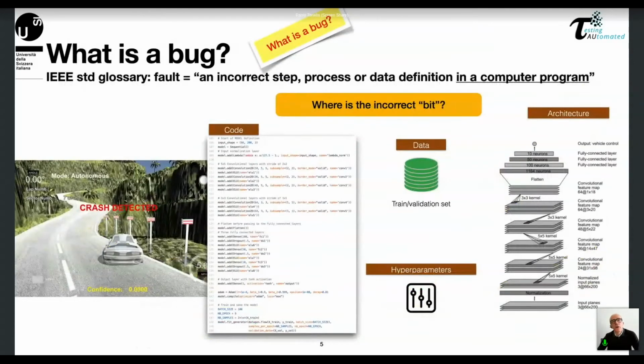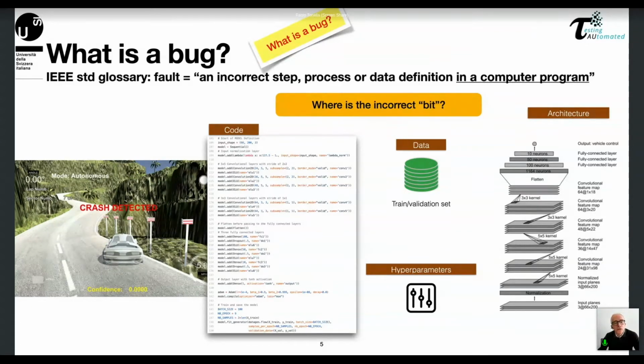So let's start with the most fundamental one. What is a bug? We can consider traditional software. We can look at the IEEE standard glossary, and it's described as an incorrect step, process, or data definition in a computer program, which means a mistake a developer makes when writing the code. Great, but we already noticed that with a deep learning component, the code is just there to set up the training process. So the probability of making mistakes there is low. Of course, we can make them, but the incorrect bit can probably be elsewhere.